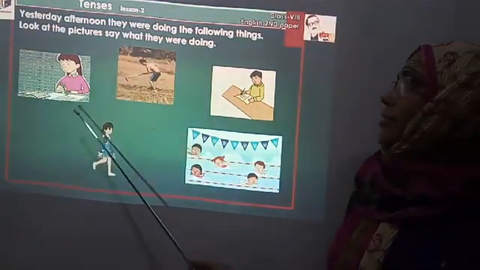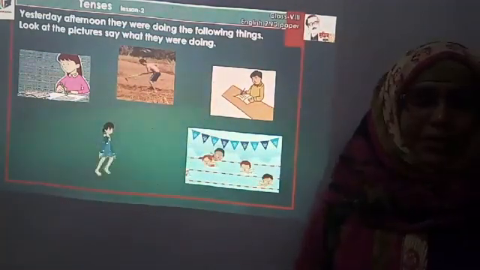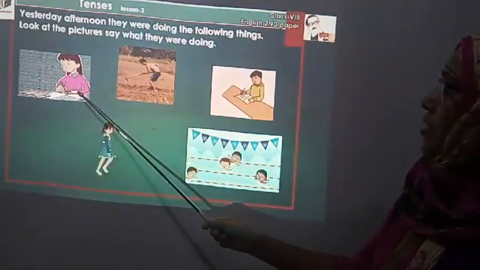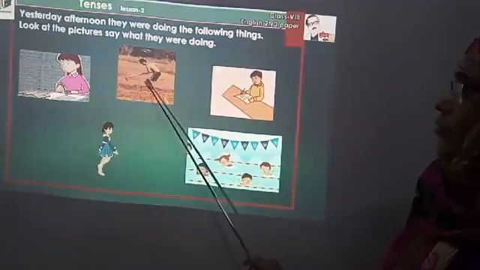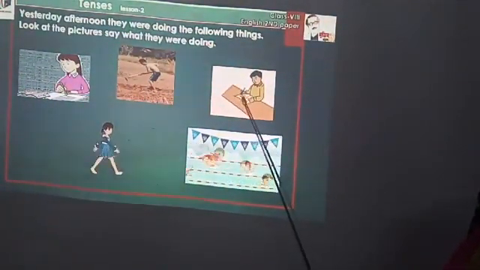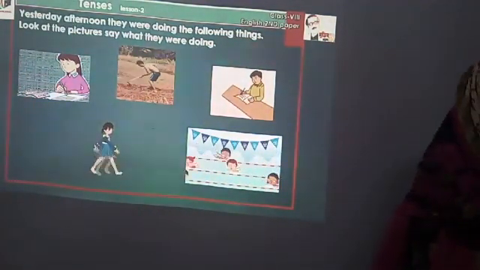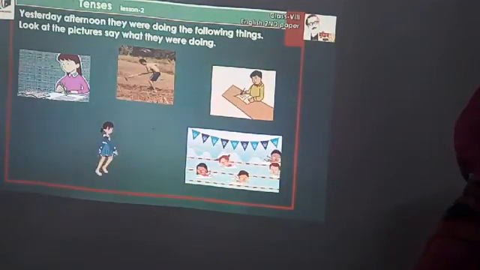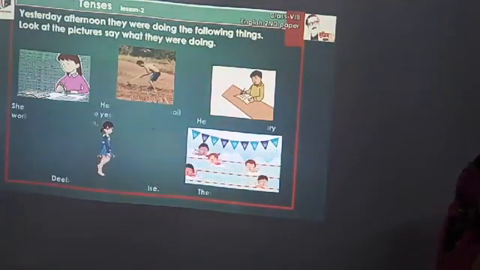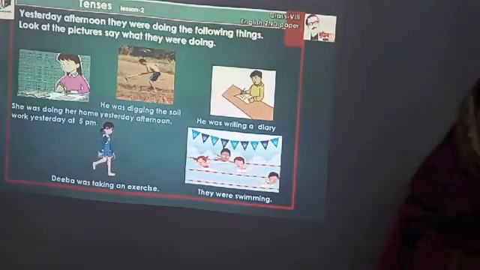You can see there are some activities they were doing yesterday afternoon. Can you guess what she was doing yesterday afternoon? What was he doing? What was the girl doing? What was the man doing? And what were the kids doing? Can you remember? Can you guess? Yes, students, she was doing her homework yesterday at 5 p.m.